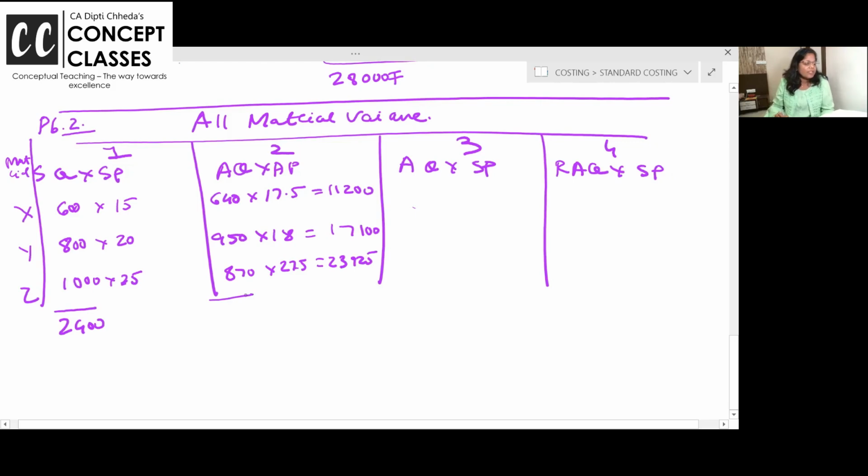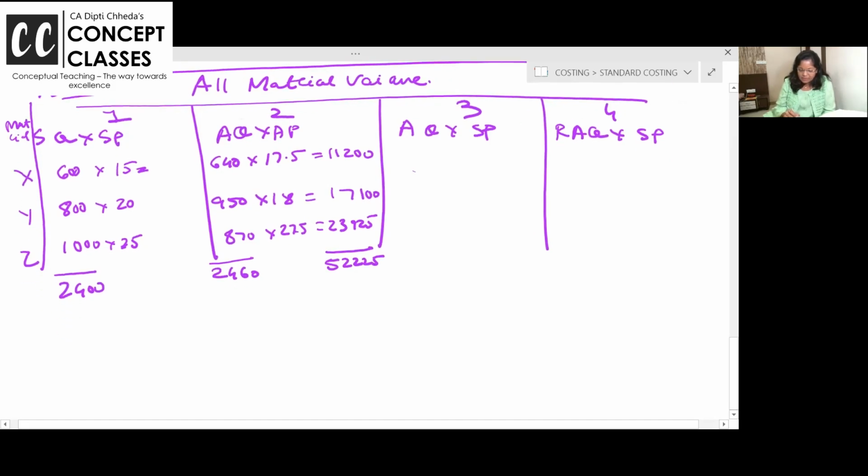What is the actual quantity used? That is also given in the problem, 2460. And what is the actual cost? 52,225. I am just copying the data. Actual quantity into actual price. The first one also we can complete. Standard quantity into standard price. This is 9,000, 16,000, 25,000, 50,000.